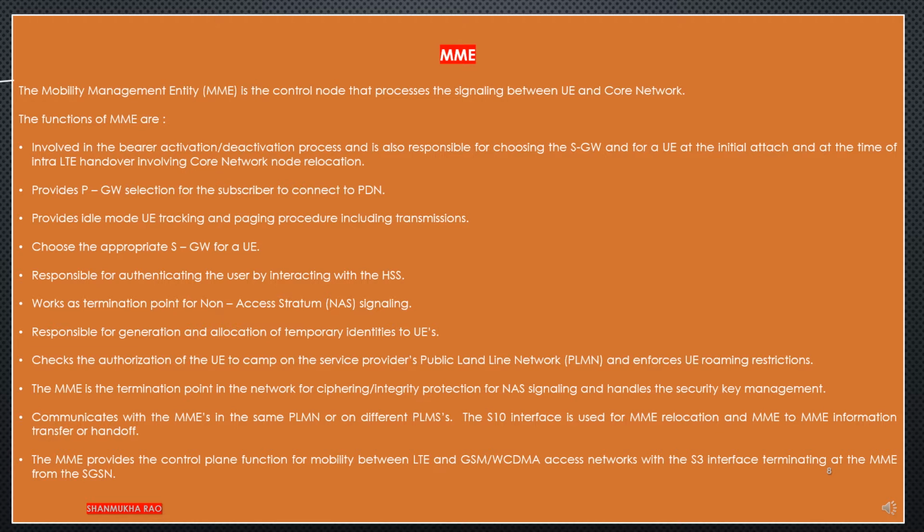MME communicates with the MMEs in the same PLMN or in different PLMNs. The S10 interface is used for MME relocation and MME to MME information transfer or handoff. The MME provides the control plane function for mobility between LTE and GSM/WCDMA access networks, with the S3 interface terminating at the MME from the SGSN.